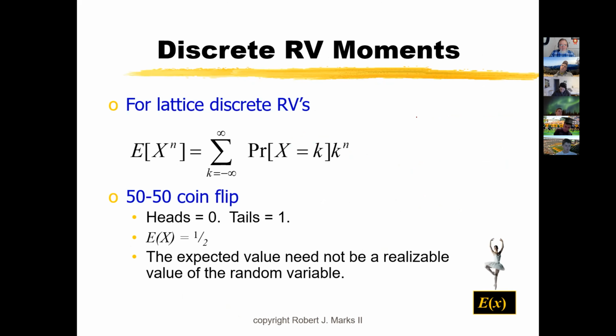Now, here's one of the interesting things about the lattice random variable. This is the expected value of x sub n. If we have a coin flip, and a coin flip has a 50-50 chance of being a 0 or a 1, and they both have a probability of a half. I should probably make these probability masses instead of Dirac delta functions.